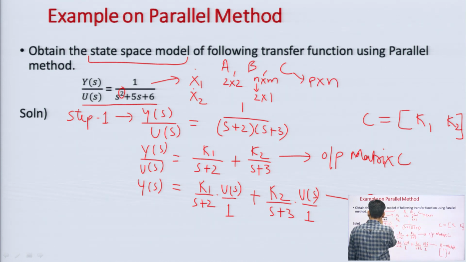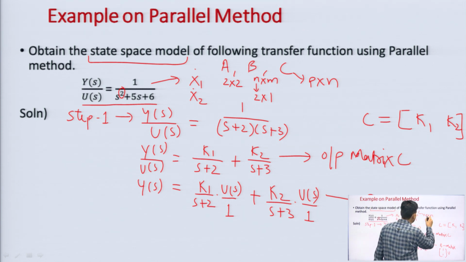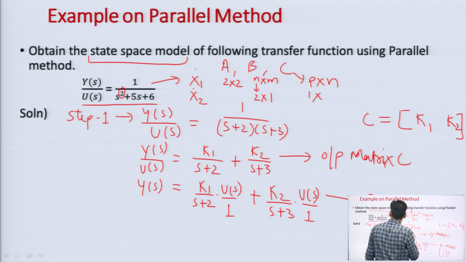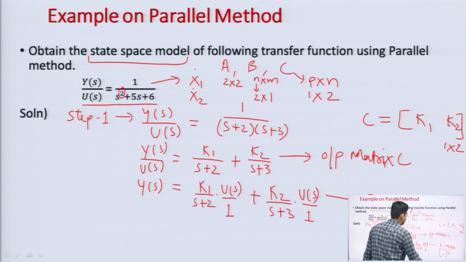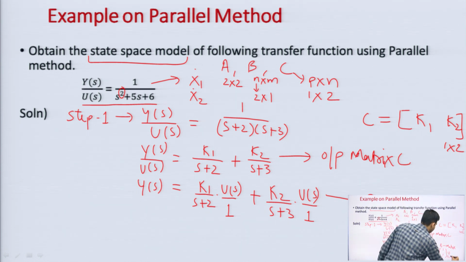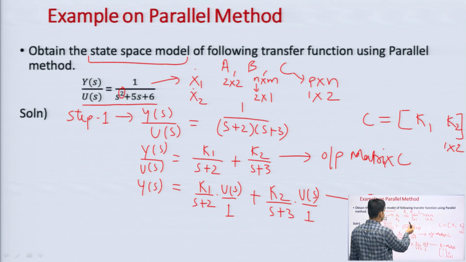Here in this case, the number of outputs is 1. So, p value is 1, n is the number of state variables, which depends on the order, and the order is 2. The C matrix order is 1 cross 2, and the B matrix input order is 2 cross 1. Then we have to evaluate the A matrix.